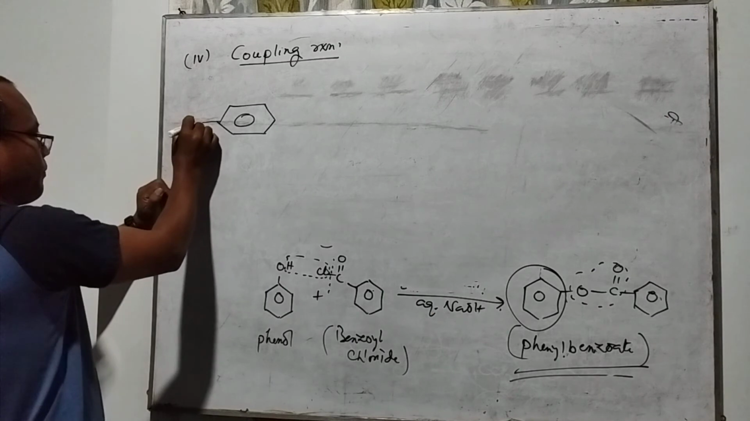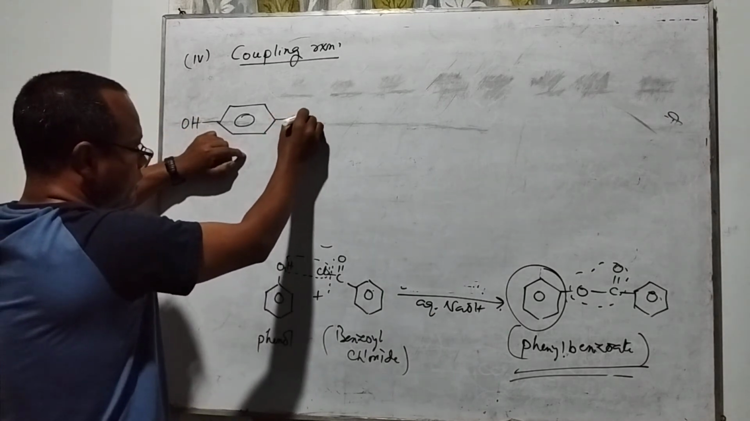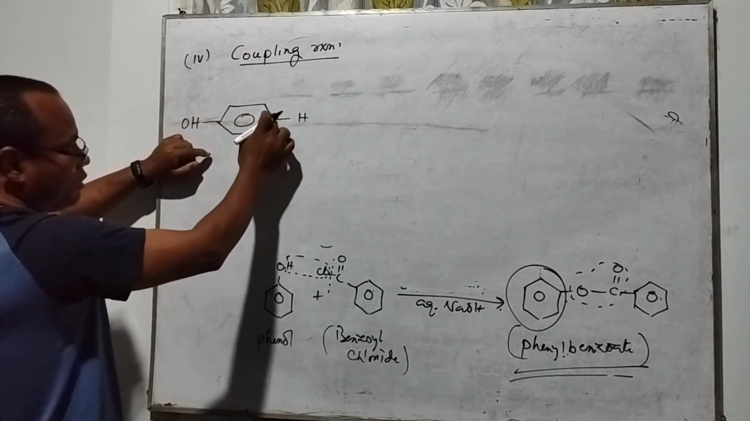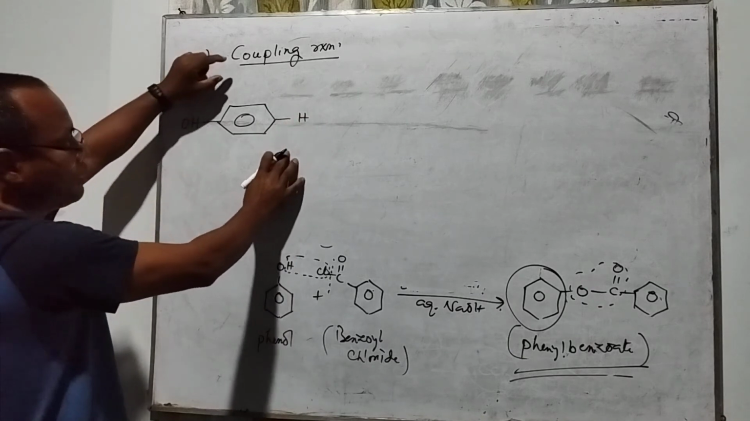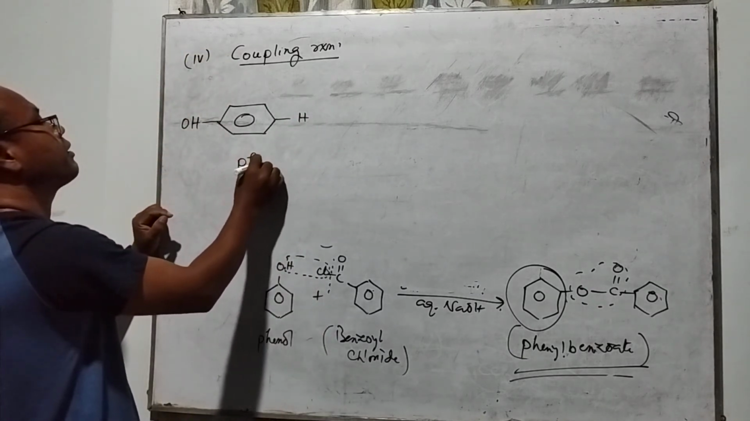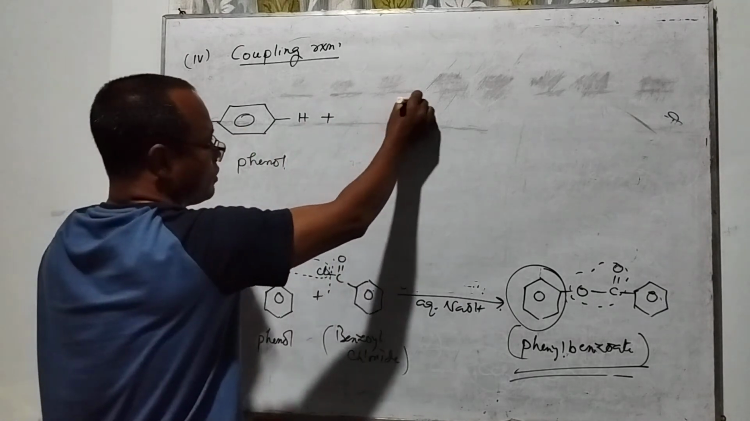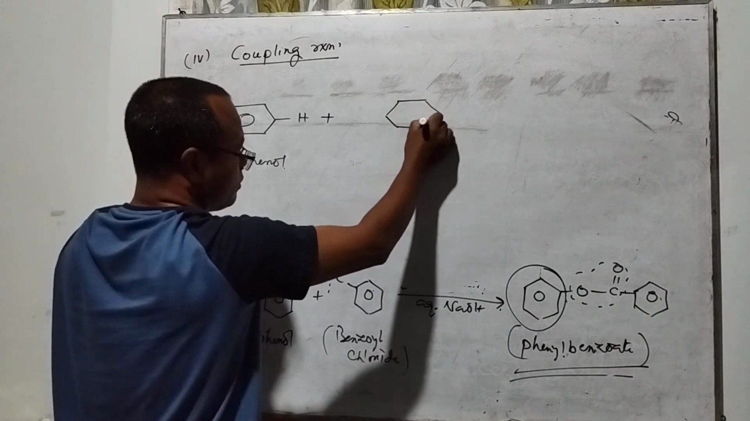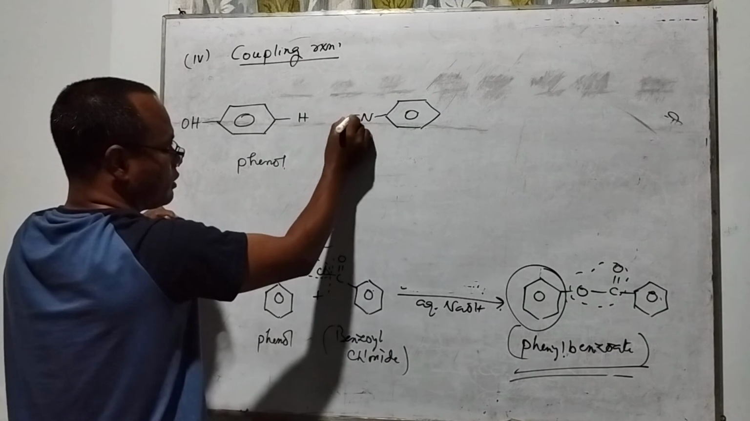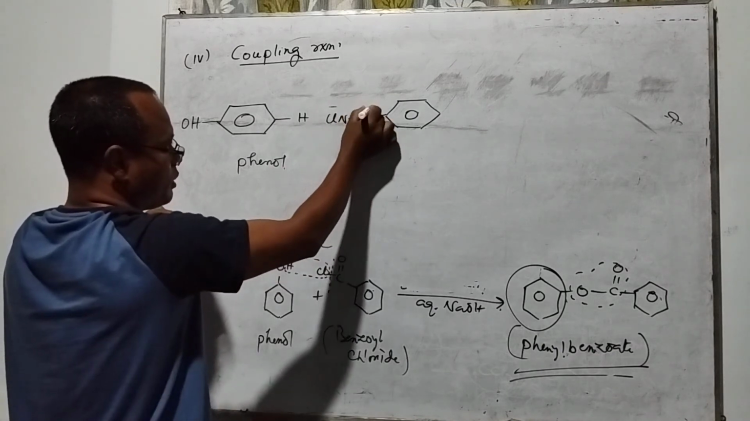This is the phenol. The OH group is present here, but one of the hydrogens, I just write here in the para position, the 1,4 position. In the coupling reaction, this is the reaction between the phenol and another substance. So I write one of the reactants: a triple bond and then Cl. This should be the minus. This should be the plus.